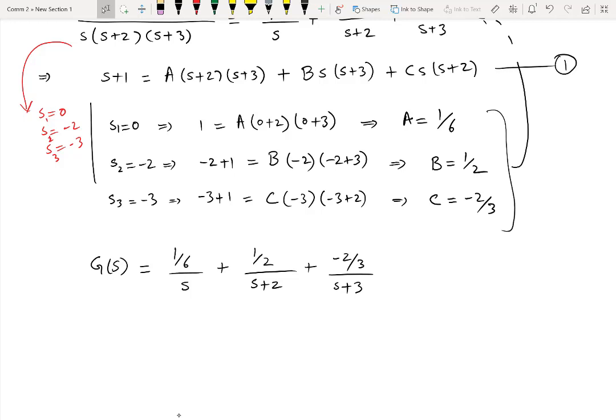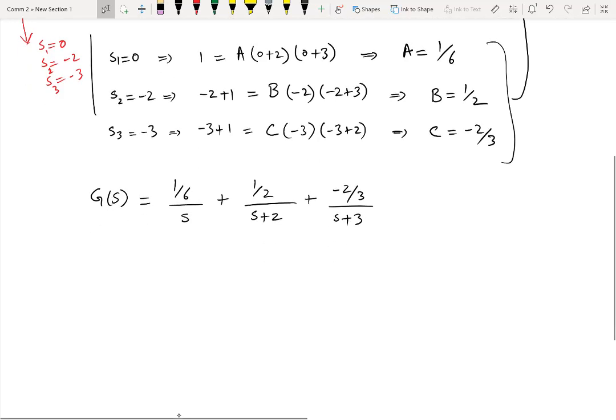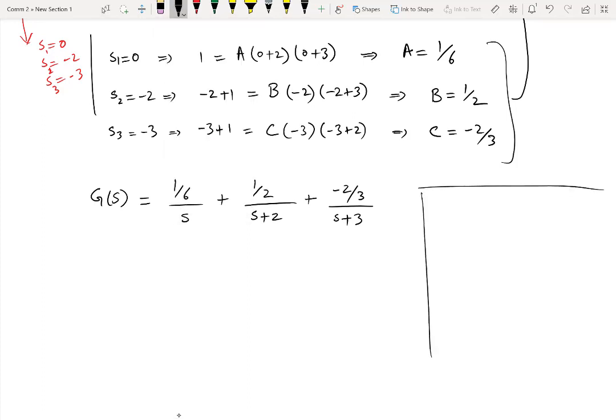Now we can directly use the Laplace transform table to compute the inverse Laplace transform. For this particular expression we need to have two Laplace transform pairs, and those pairs are that the Laplace transform of 1 is 1 by s, and the Laplace transform of e raised to power minus at is 1 over (s plus a). These two Laplace transform pairs will be sufficient to compute the inverse Laplace of G(s).